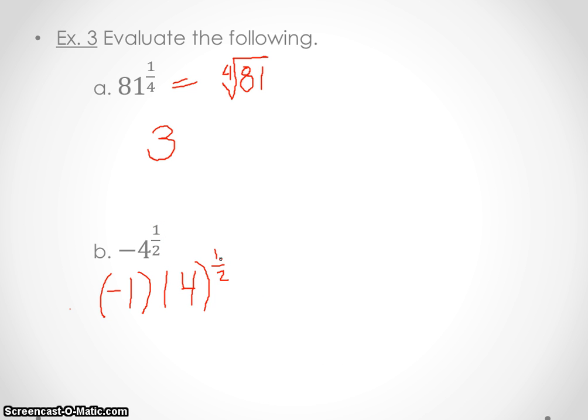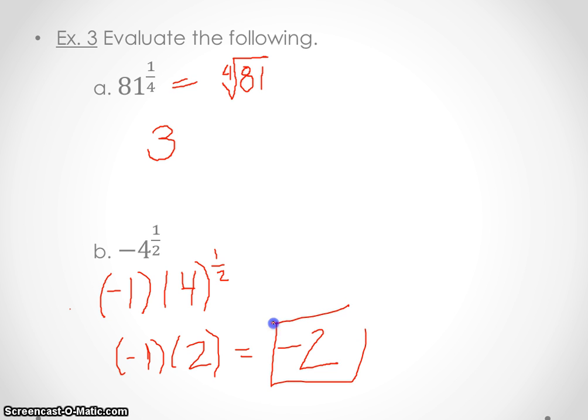So we're going to take 4 to the 1/2 power, which we don't even need our calculator for. What's the square root of 4? Well, that's 2. So then we have negative 1 times 2 here, which is pretty easy to do, and that's going to be negative 2.